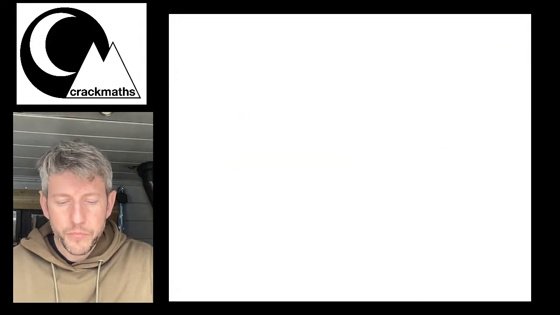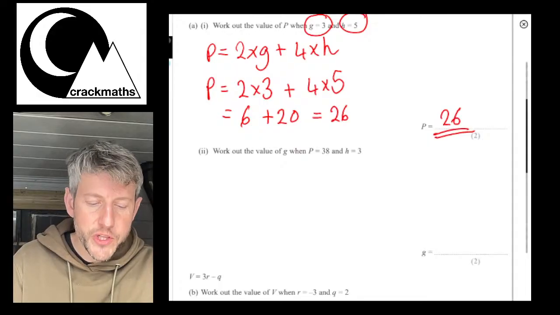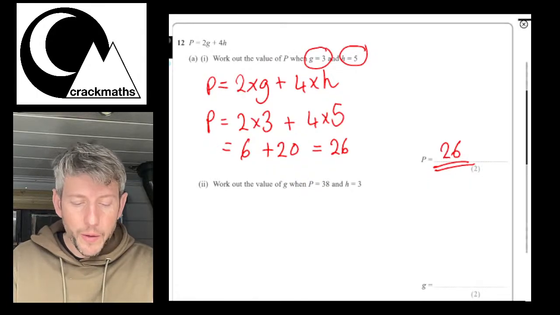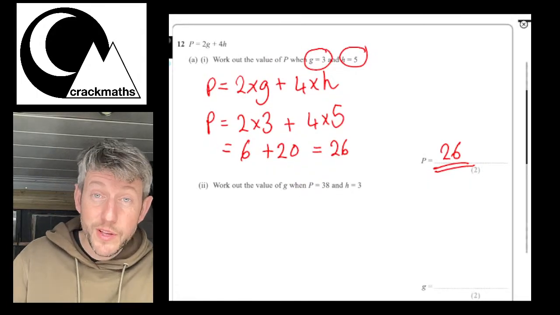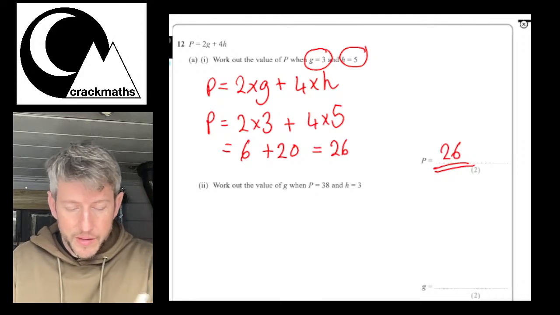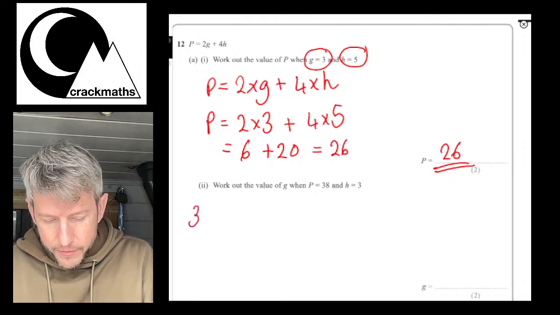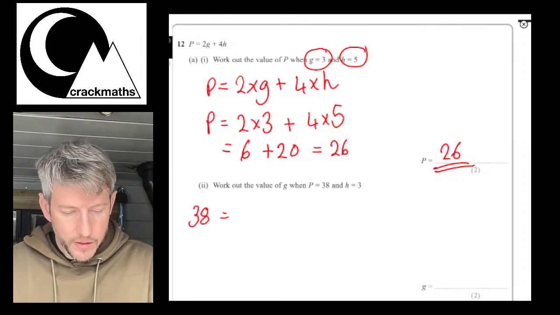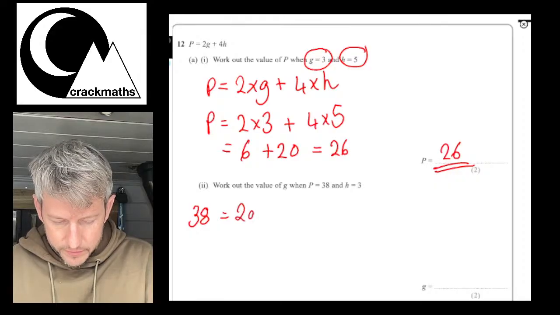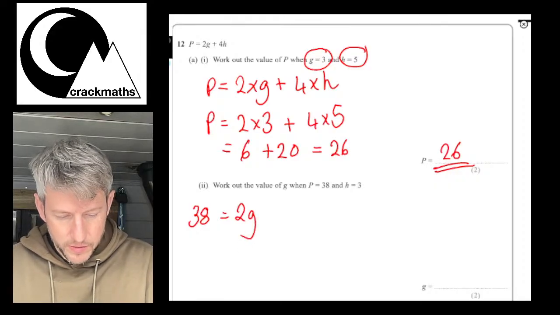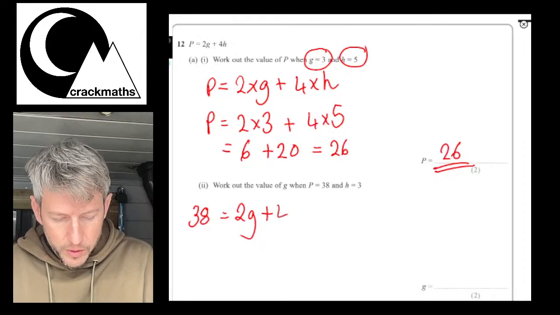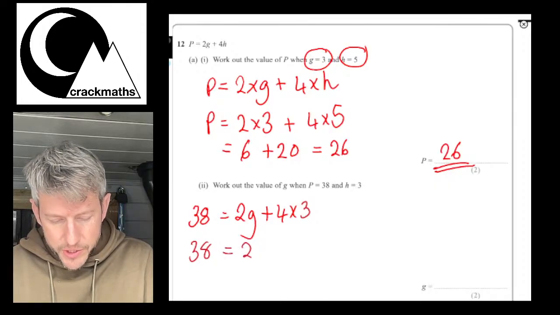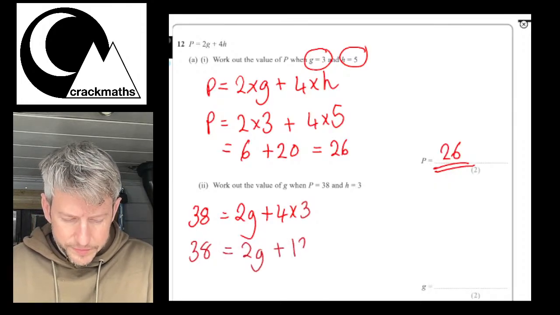Right, next bit. Work out the value of G when P equals 38 and H equals 3. It's a bit trickier this time. So I've got 38 equals 2G plus 4H, so 4 times 3. So I'm going to rewrite that: 38 equals 2G plus 12.